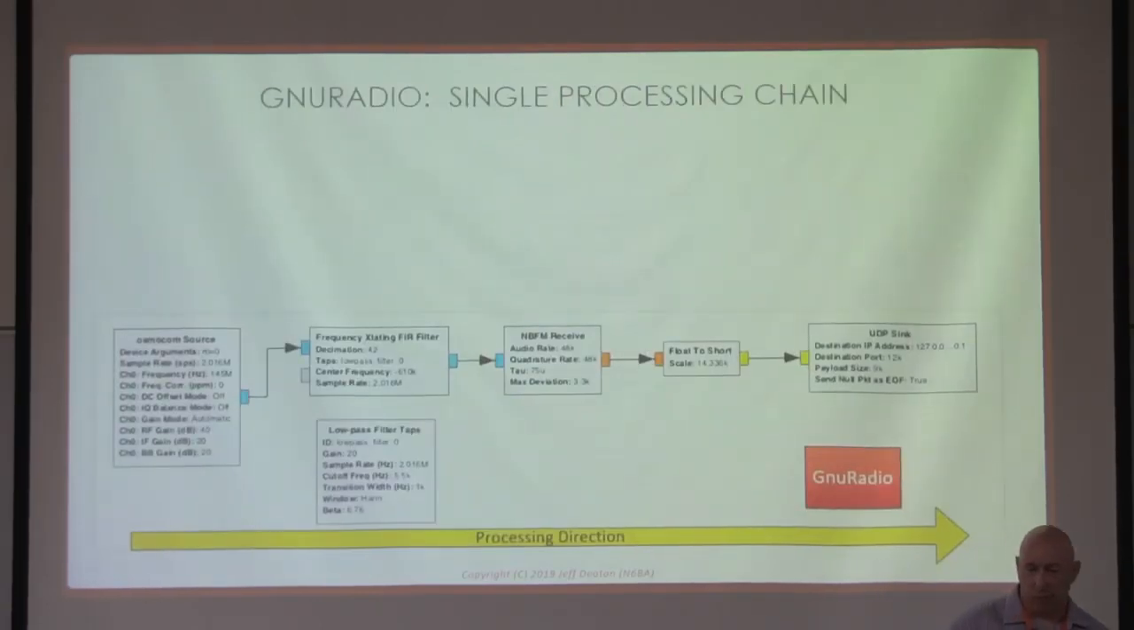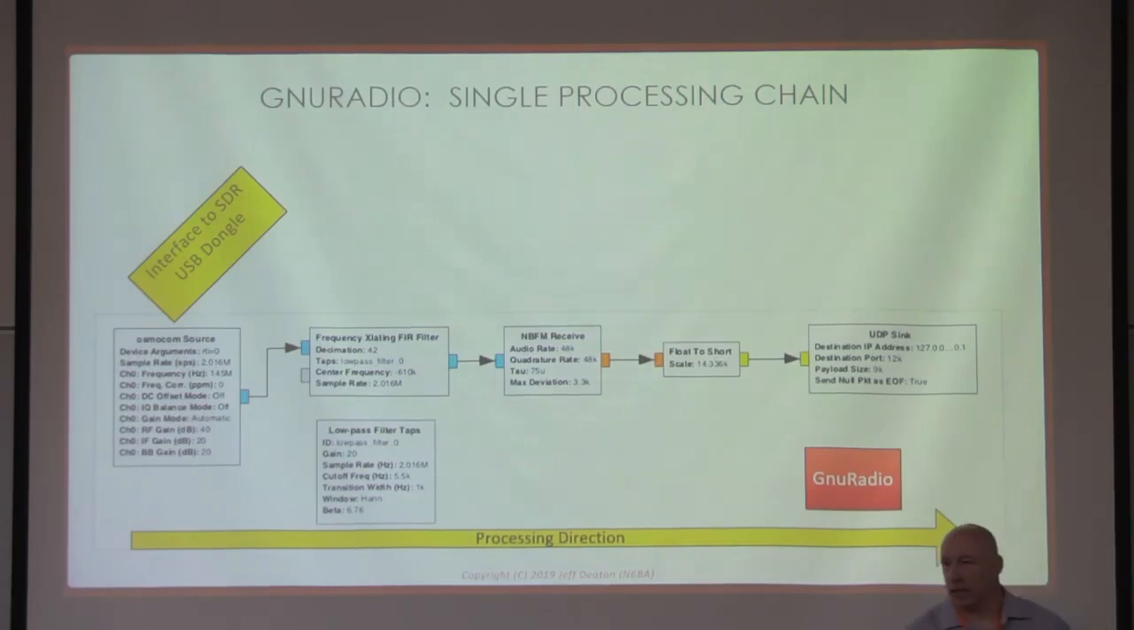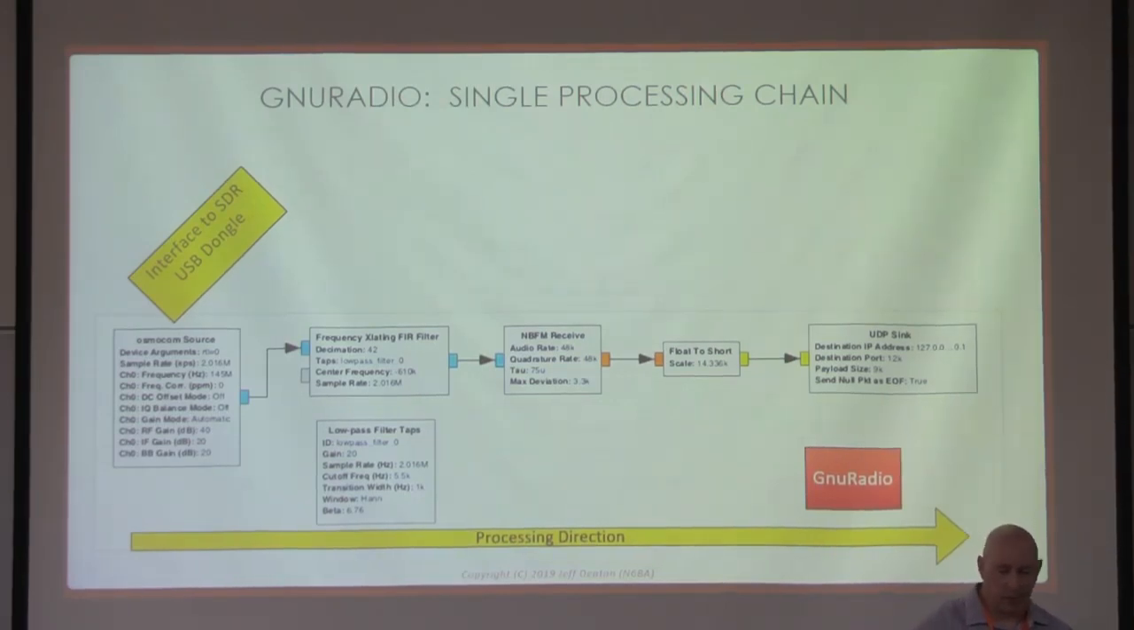So what does a single processing chain look like from GnuRadio? There's some things missing here, but for the ability to view it on the screen. On the left-hand side is the source, and that's the interface to the USB SDR dongle. You tell it things like the frequency you want to be on and sample rates and things like that.